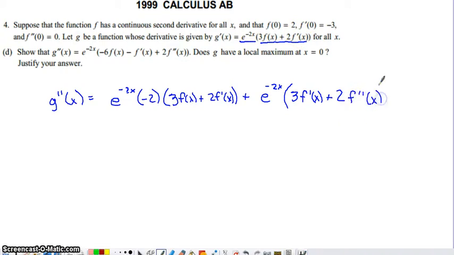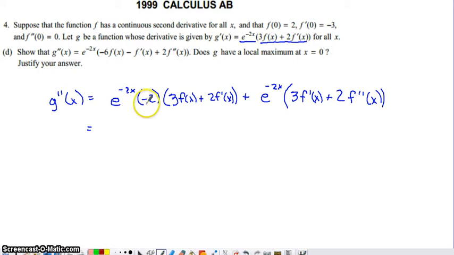Now what we're trying to do is we're trying to show that this second derivative is equivalent to what they gave us here at the beginning of part D. To make this big ugly expression look more similar to this, I think I'm going to distribute into my sets of parentheses here and then see if we can refactor this a little bit, because we don't have two different terms in this form of g double prime, and we have two great big terms in our current form of g double prime. So I'm going to do some distribution.